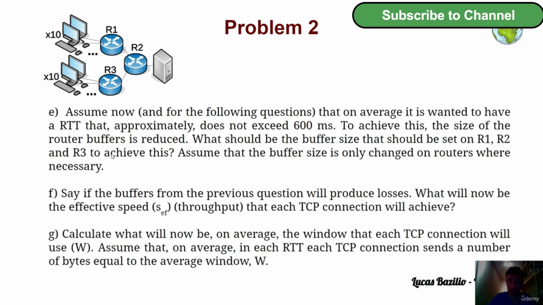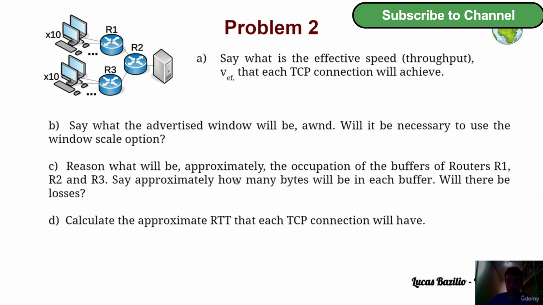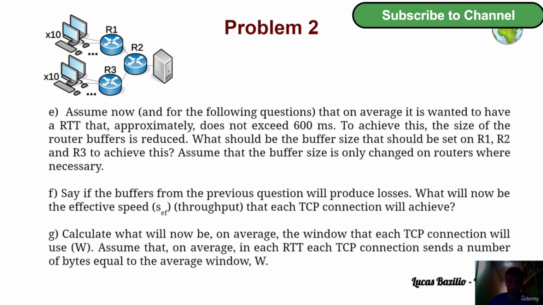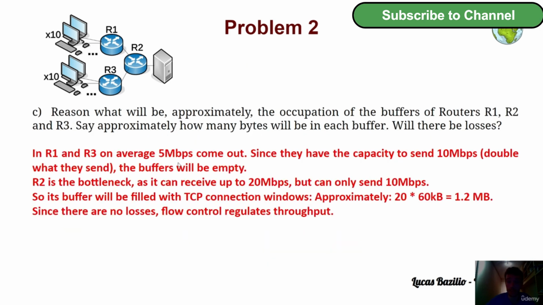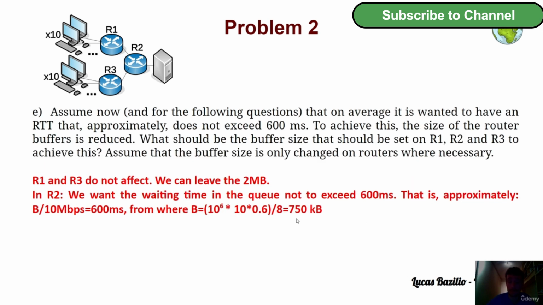Now, from this, we can now argue if there will be losses or if there will be no losses. Why? Well, keep in mind, on the question C, we calculated the occupation buffer of the router 2, and we saw that all of the TCP connections, the 20 TCP connections in total, made us a total size of the buffer of 1.2 megabytes, right? This is the total size of the windows that all of the 20 TCP connections will send to the router 2. However, on the previous question, on the question E, we do not have the buffer 1.2 megabytes. What we have instead is 750 kilobytes.